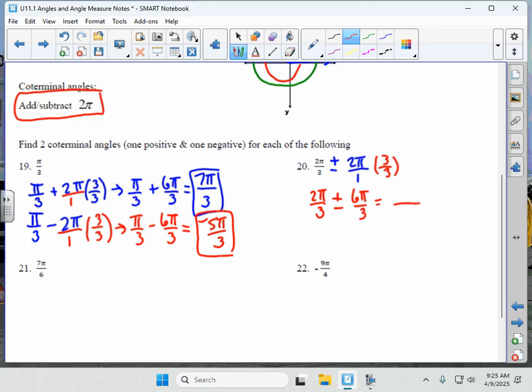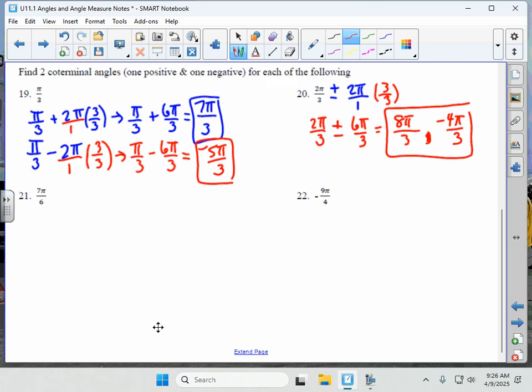All right, so if we add first, 2 pi over 3 plus 6 pi over 3 is 8 pi over 3. And then if we subtract, 2 pi over 3 minus 6 pi over 3 is negative 4 pi over 3. So there's a positive and a negative. It kind of shortens it up a little bit as far as the writing goes. You can do that same thing for the degrees: add or subtract 360. So you can just use that symbol. Just remember you're adding and subtracting to find the angles.